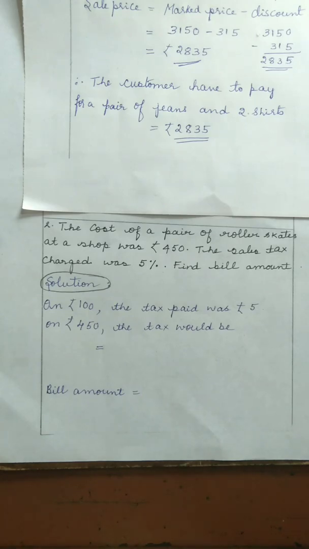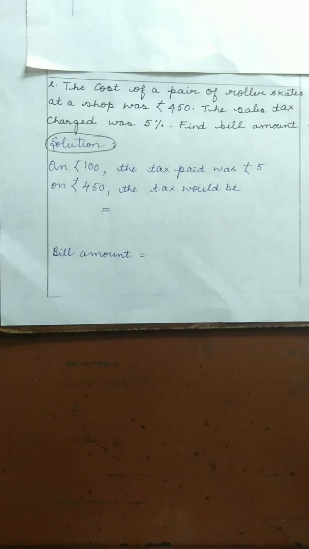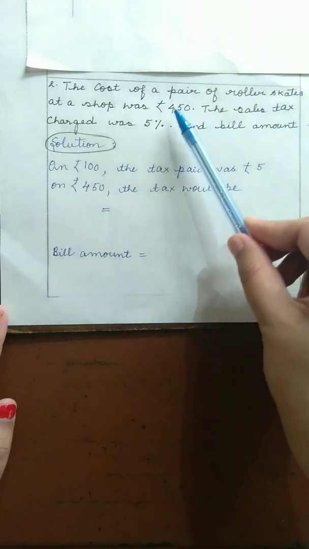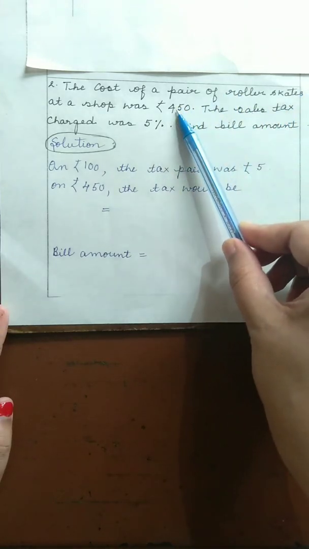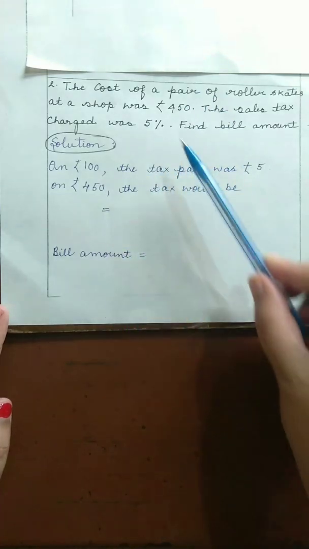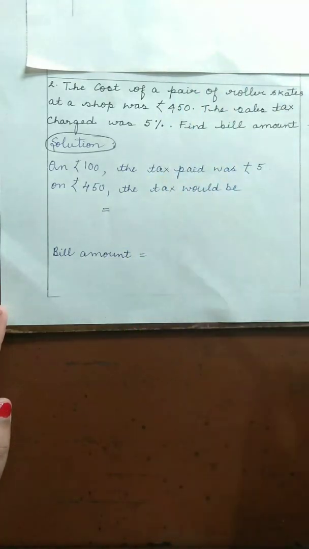As I mentioned in the video when I was explaining the sales tax, children, I have told that these sales taxes will be added on to the bill amount, the total bill amount which we receive after purchasing all the items from the shop, and that bill amount we need to find in this problem. So, to solve this problem, the sales tax charged on the roller skates for rupees 450 is 5%. Percent means it is 100.